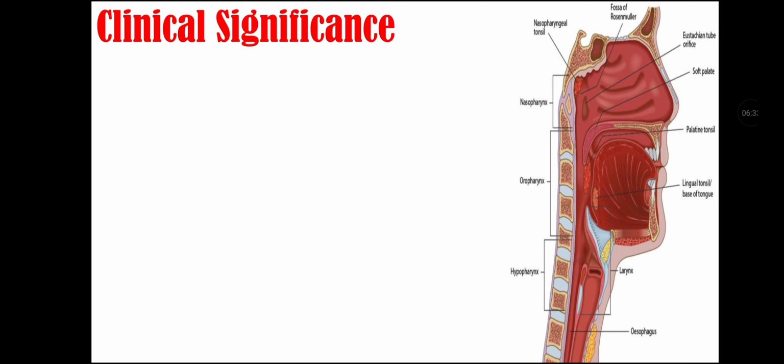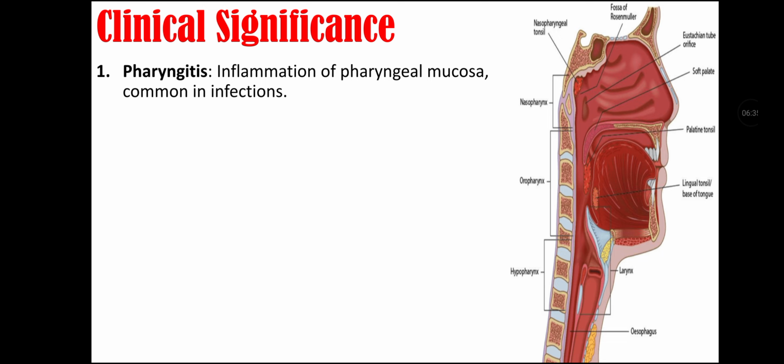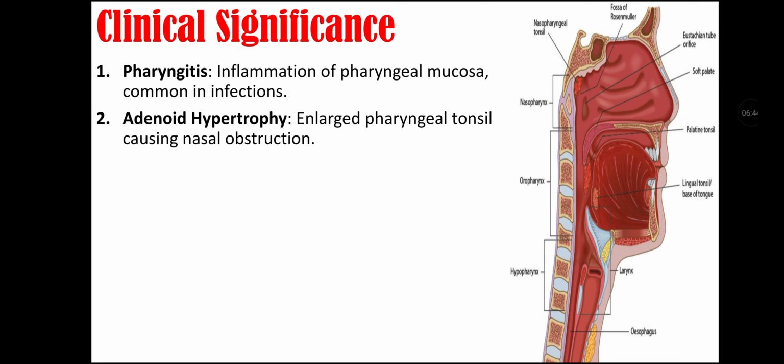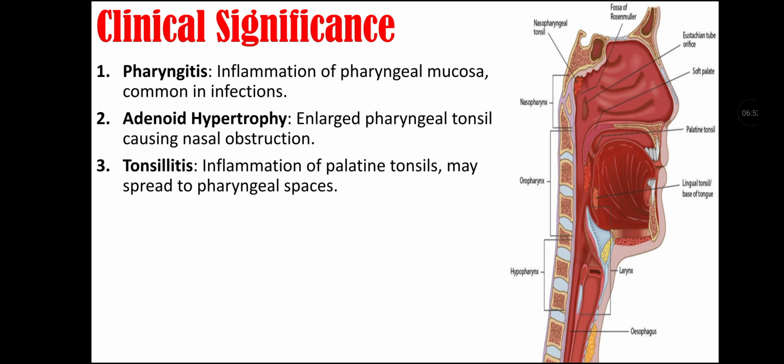Now let's talk about clinical significance of pharynx. First significance is pharyngitis, that is the inflammation of pharyngeal mucosa, and it is common in infections. Second clinical significance is adenoid hypertrophy, that is enlarged pharyngeal tonsils that can cause nasal obstruction. Third significance is tonsillitis, that is inflammation of palatine tonsils, and the infection or inflammation may spread to pharyngeal spaces.